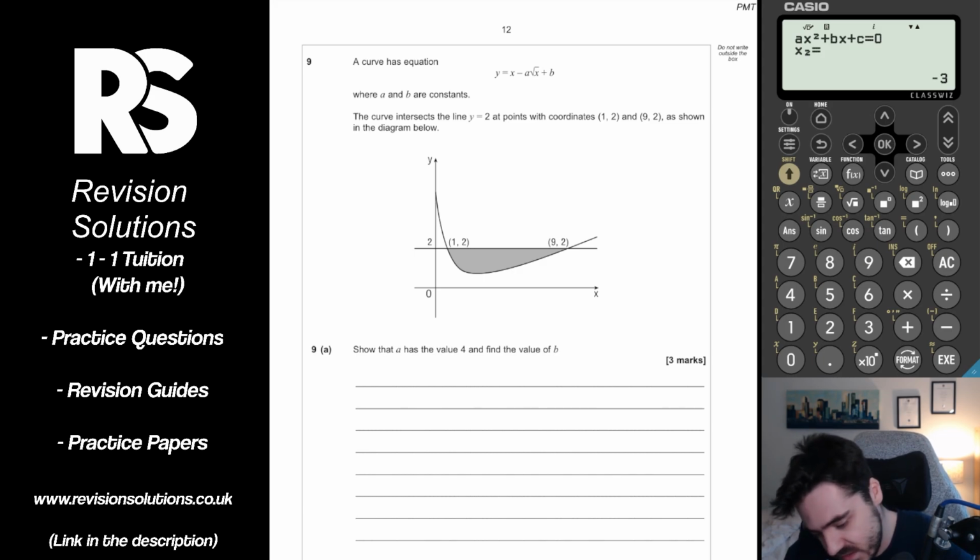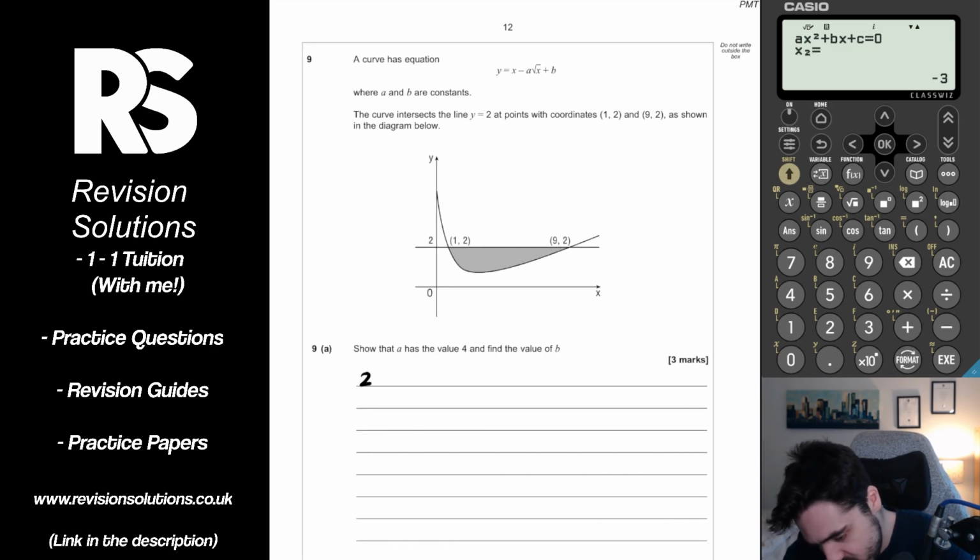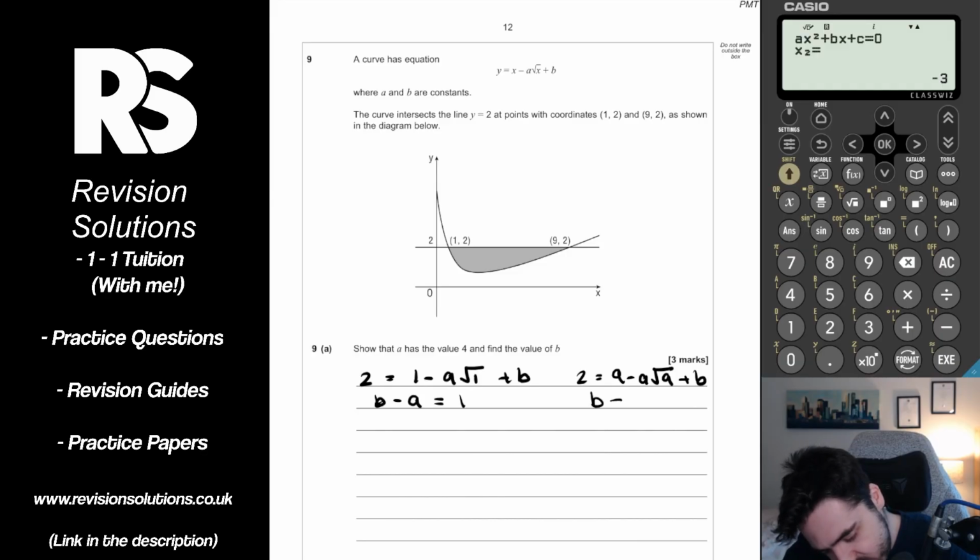So if we plug the points into the curve, we would have 2 equals 1 minus a root 1 plus b. And if we simplify that quickly, that would give us b minus a equals 1. And plugging the other point in, we would have 2 equals 9 minus a root 9 plus b. So that would leave us with b minus 3a equals minus 7.